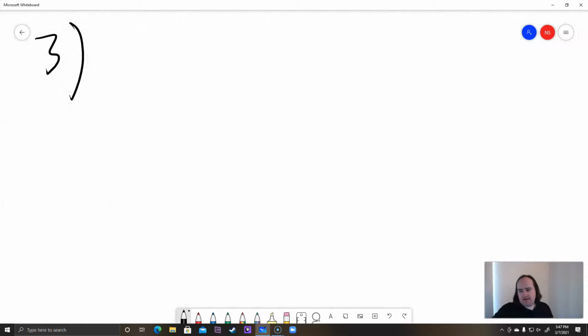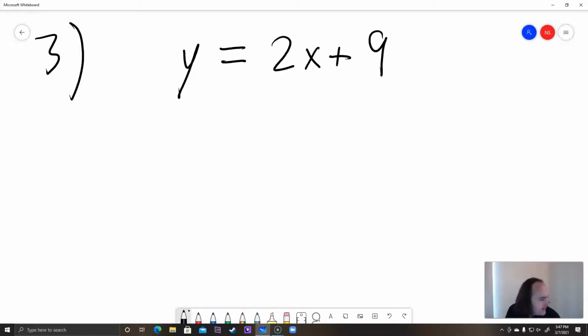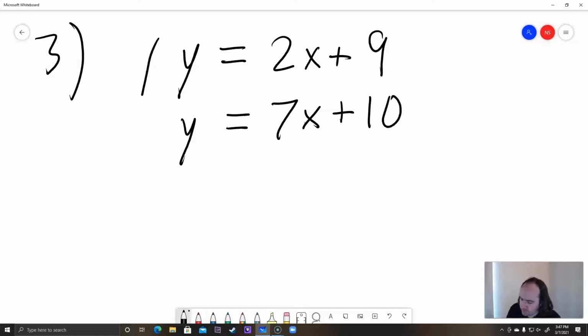So at first glance, it doesn't seem that hard. It's just y equals 2x plus 9 is our first equation, and then our second equation is y equals 7x plus 10. Once again, for every problem in this section, they want us to do it by substitution.